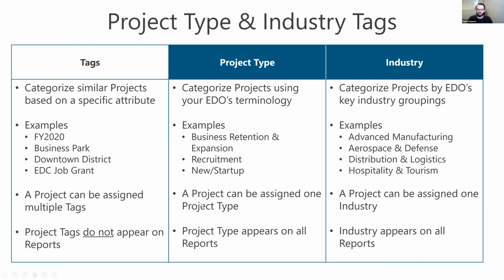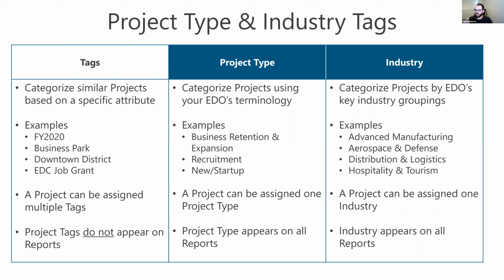Now, again, with these project types, you can only assign one project type per project. So it's either a recruitment or a new project, right? You can't put both tags on there. And again, the project type is going to appear on each of the reports. We'll see where that comes into play in a couple screens.